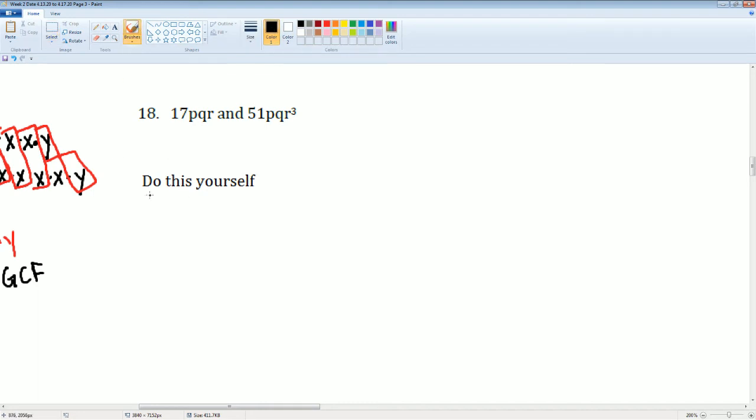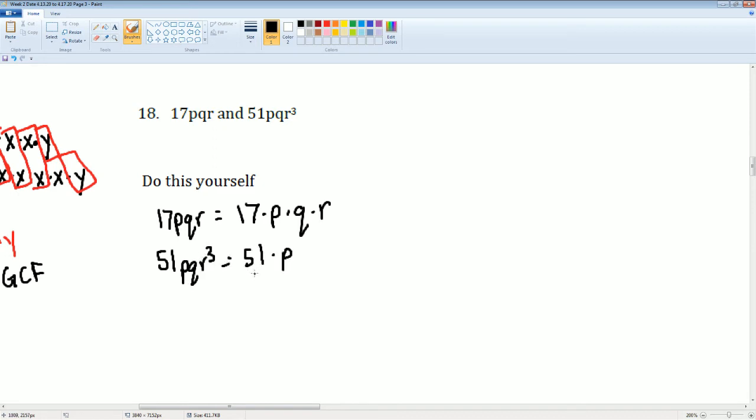Okay. So let's see. 17PQR. 17 is a prime number, so it's just 17. You have a P, you have a Q, and you have an R. All right. 51 is a prime. PQR to the third, so it's 51 times P, because there's no other factors in 51. P, Q, there's only one Q, and there's three R's. Okay? You can finish this.